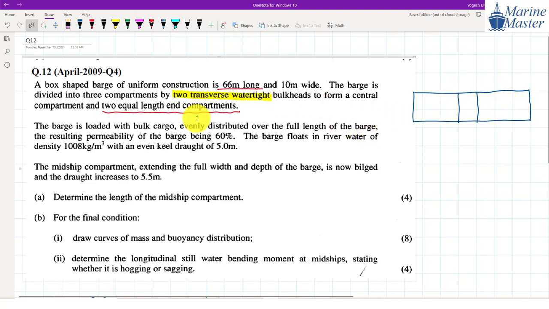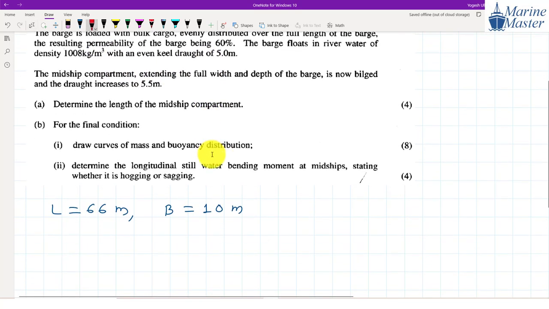Now the barge is loaded with a bulk cargo evenly distributed over the full length of the barge, resulting in a permeability of the barge being 60%. So what is permeability, guys?